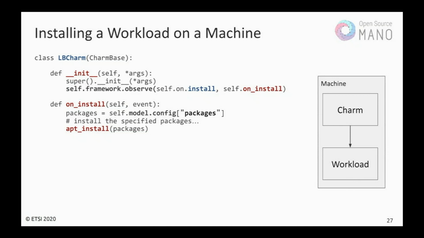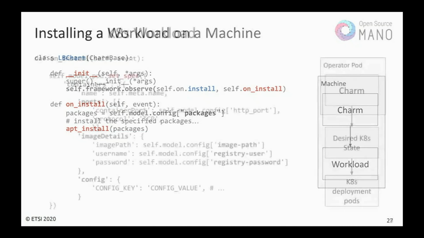You'll notice that every handler has an event passed in. For more versatile events rather than install, you will get additional attributes on that event object that will help you to work with the model. In this case, it's fairly simple, so you just get the packages from config and install them, and that happens on the target machine directly. When it comes to naming your charm type, you can use any name. You just have to pass it to the main method of the framework. Any questions so far?